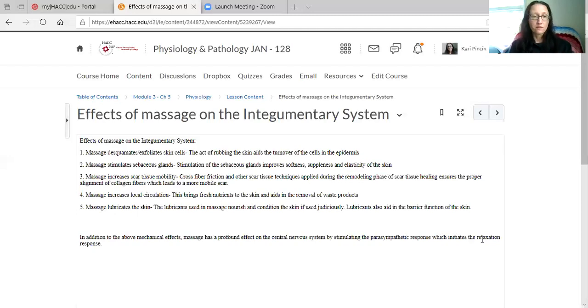That's a mechanical effect, by the way. Number 4, massage increases local circulation, bringing fresh nutrients and oxygen to the tissue and aiding in removal of waste products. Yes, absolutely. The number 1 effect of massage on the human body is increased circulation, locally and systemically. So we're really just talking about local circulation.